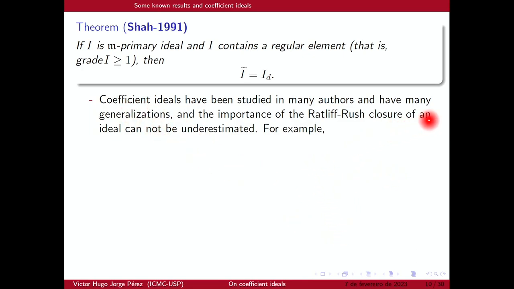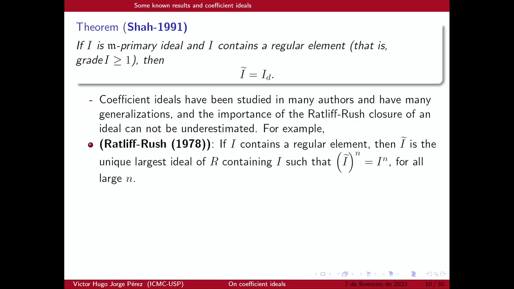The importance of the Ratliff-Rush closure of an ideal cannot be underestimated. For example, Ratliff and Rush proved that if I contains a regular element, then the Ratliff-Rush closure is the unique largest ideal containing I such that the power of the Ratliff-Rush closure is equal to the power of I for all m. In this case, I have this nice relation for the powers of the Ratliff-Rush closure of an ideal.